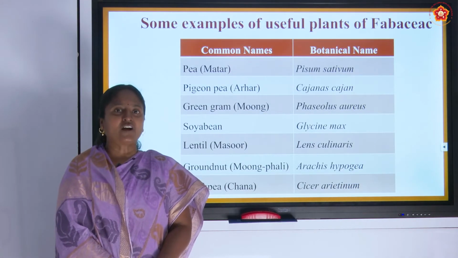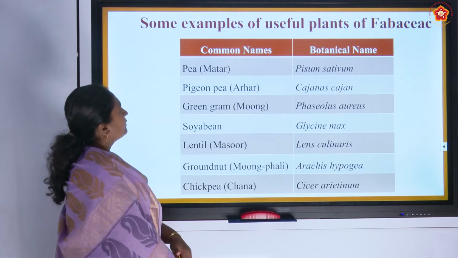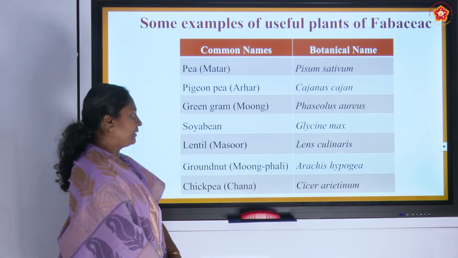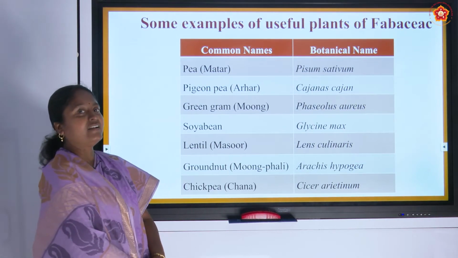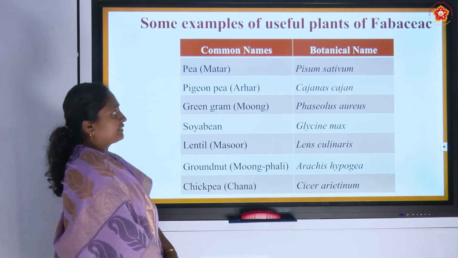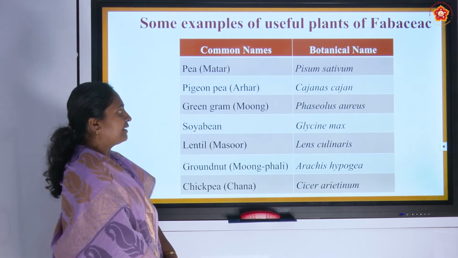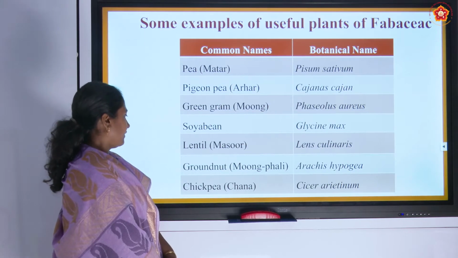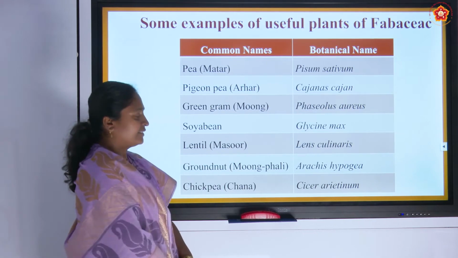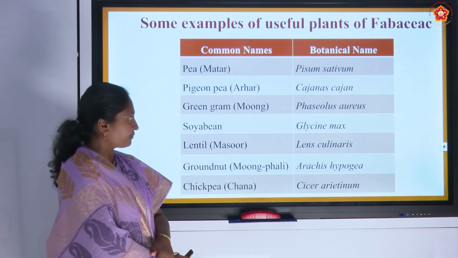Now we will see some of the common examples present in this family. The common plants are peas, pigeon pea, green gram, soybean, lentil, groundnut, chickpea, all those things come in this category. We will see the biological names. Pea is known as Pisum sativum and pigeon pea is known as Cajanus cajan. Then we have soybean, Glycine max, lentil, that is Lens culinaris. Then we have groundnut, Arachis hypogaea, and chickpea, which is known as Cicer arietinum. So these are some of the common examples in this category.